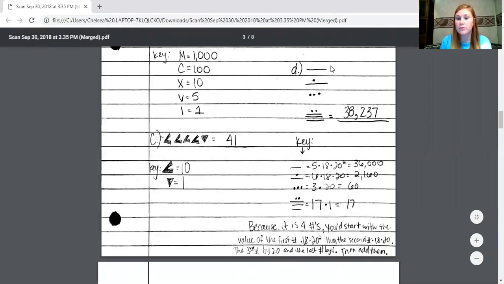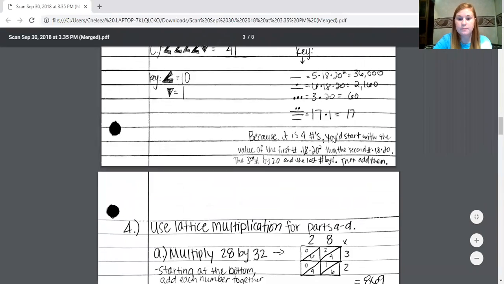So we have a line here which is equal to 5, a line with a dot which is equal to 6, 3 dots which is equal to 3, and 3 lines and 2 dots which is equal to 17. So here you see where I multiplied 5 times 18 times 20 squared, which is 36. Once you complete all 4 of those formulas, you're just simply going to add your answers that you got in the formulas, and that will be your answer. So the answer for part D is 38,237.